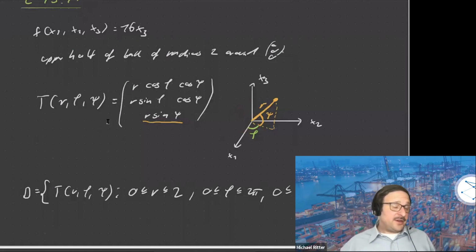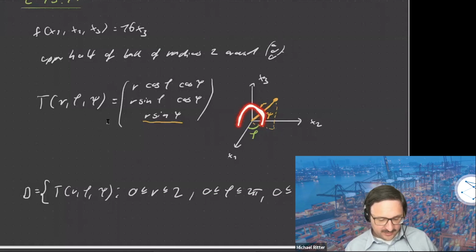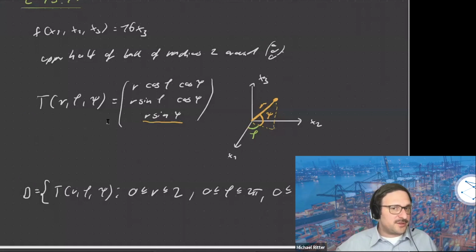Okay, one different possibility would have been to allow the psi to cover all those values between 0 and pi, and then only do half of a rotation with phi. So if I restrict that, then I'm good again. That would also work. So both of these descriptions are fine. Choose whatever you like best. But please make sure that every point is covered only once.